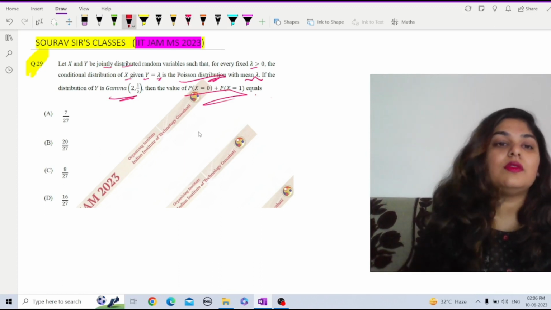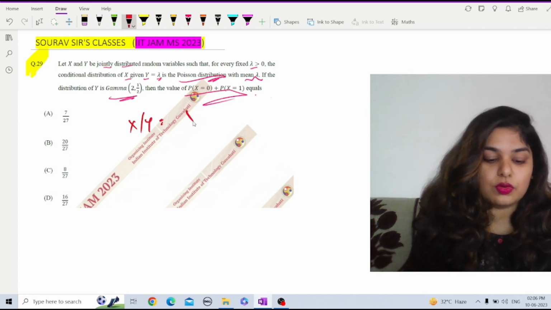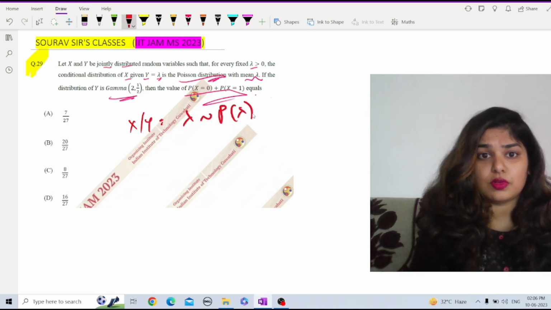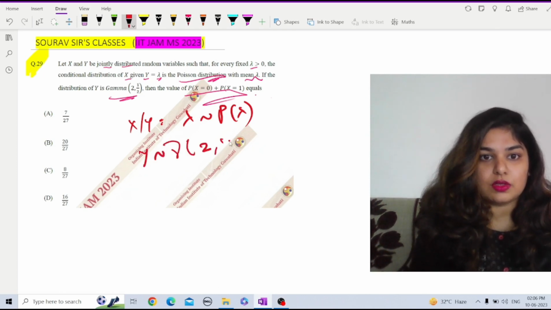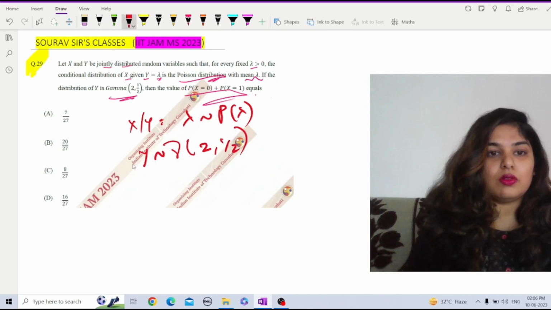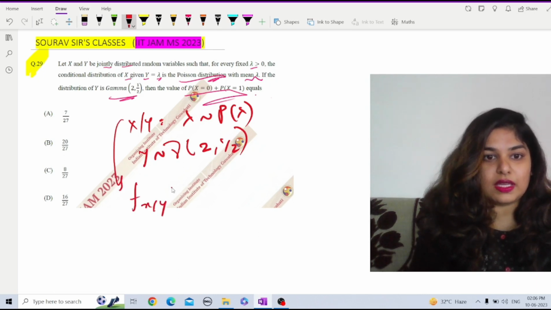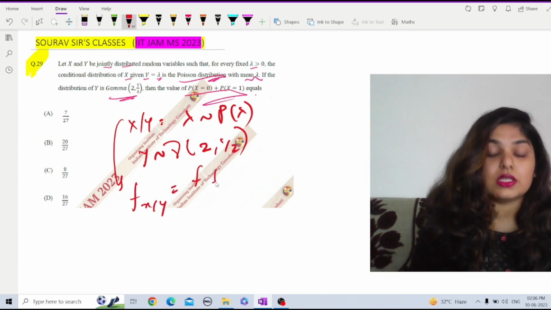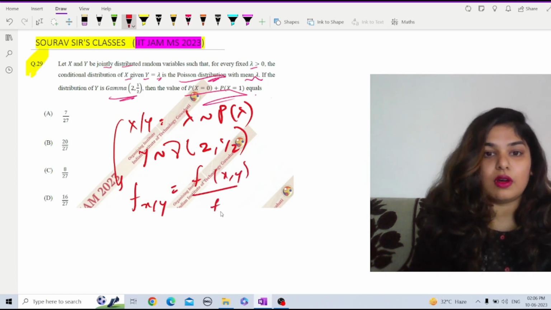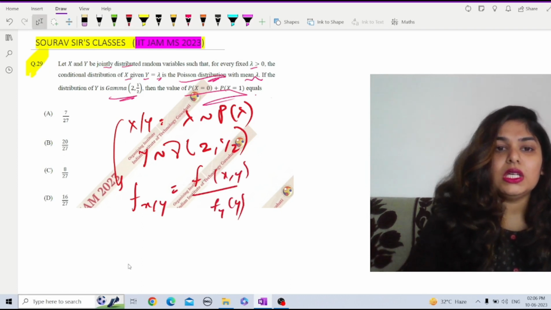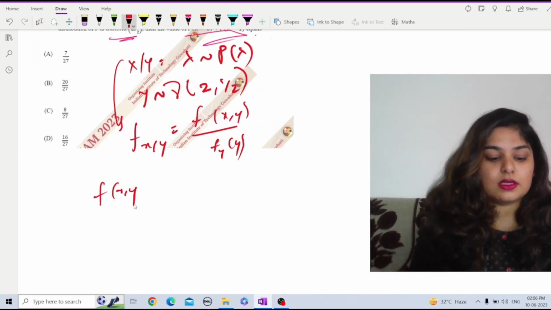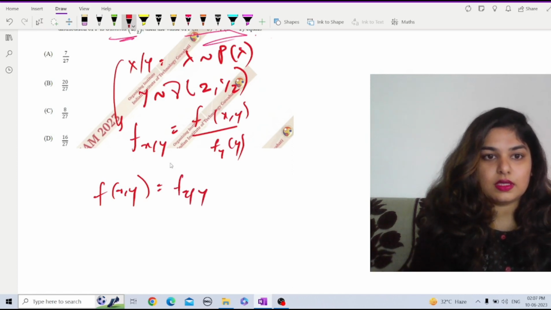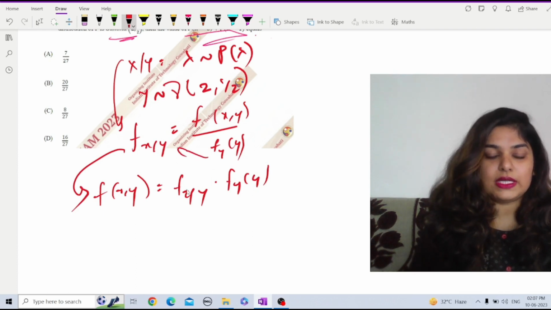What we are given: X given Y equals lambda follows a Poisson distribution with parameter lambda, which is the mean, and Y follows a gamma distribution with parameter 2.5. Now, f of x given y is equal to f of x,y divided by f of y, as we know from the formula. We have just cross multiplied it.